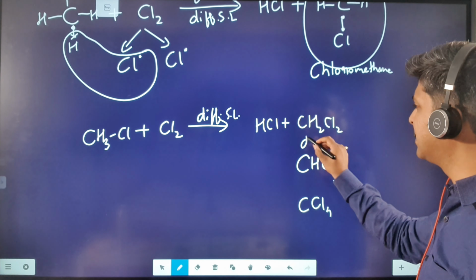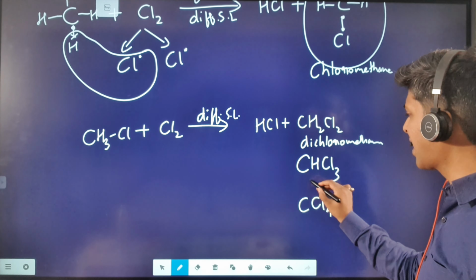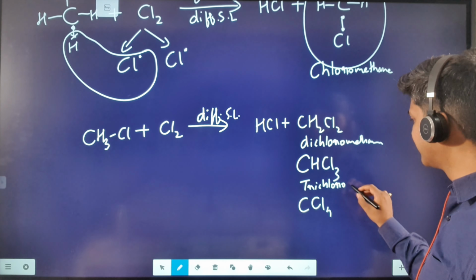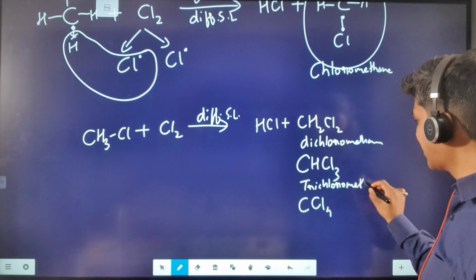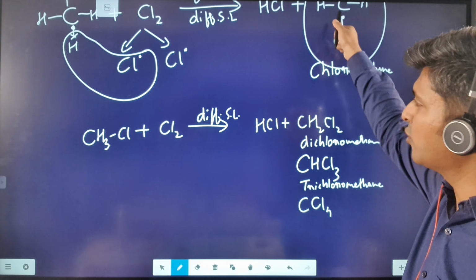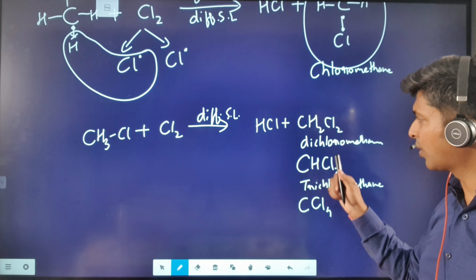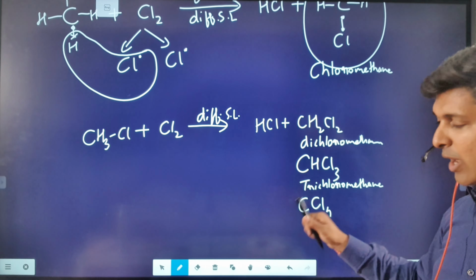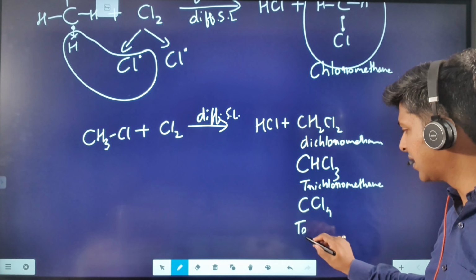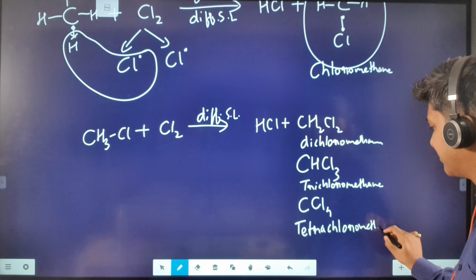So this is chloromethane, this is dichloromethane. And this is trichloromethane, also called chloroform, or methine trichloride. Trichloromethane, I'm writing the IUPAC name. Common names I'm telling you orally. This is chloromethane IUPAC, methyl chloride common; dichloromethane IUPAC, or methylene dichloride, common name. Trichloromethane is IUPAC, chloroform is common, and one more common name, methine trichloride. And tetrachloromethane is the IUPAC, and carbon tetrachloride is the common name.